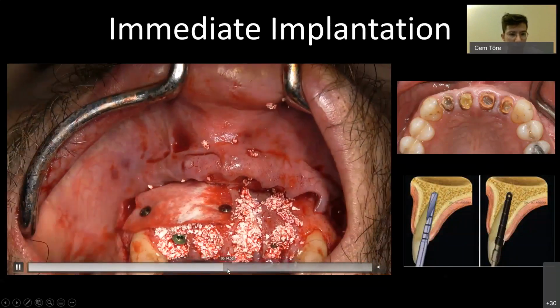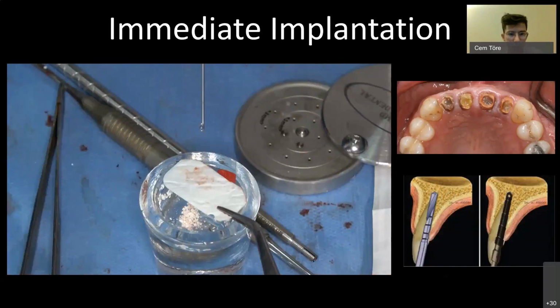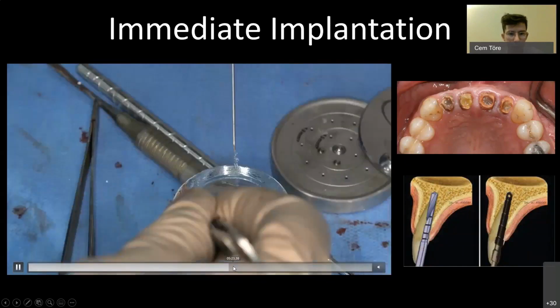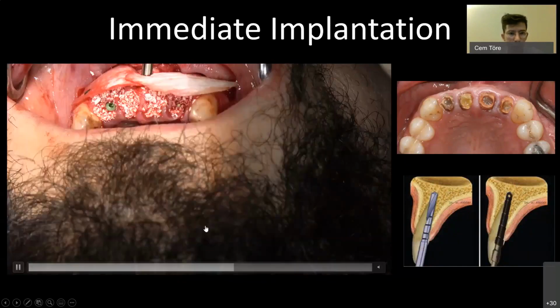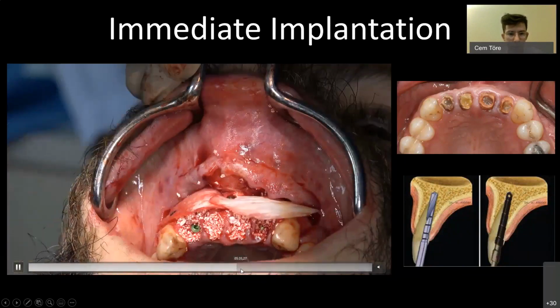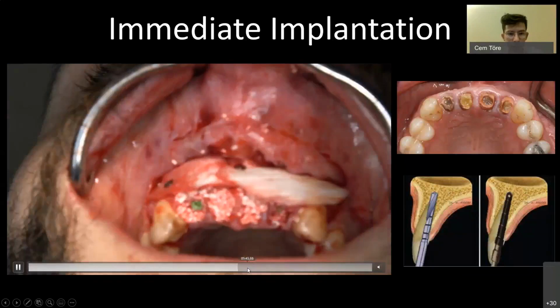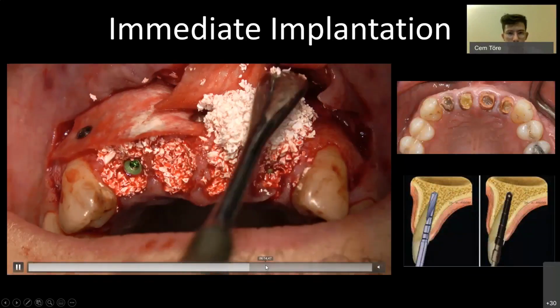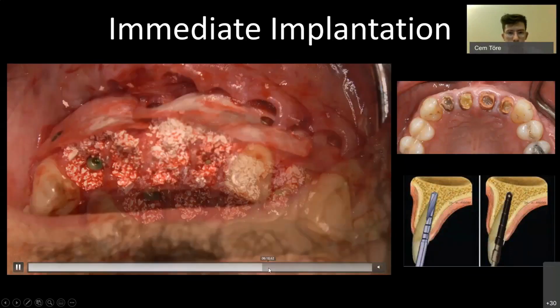We remove the excess. We use another collagen membrane for the other side, close that defect, again pinning it in place, grafting, pinning the other side.